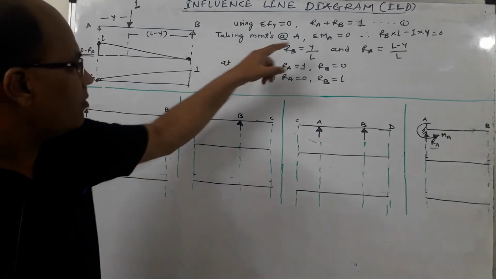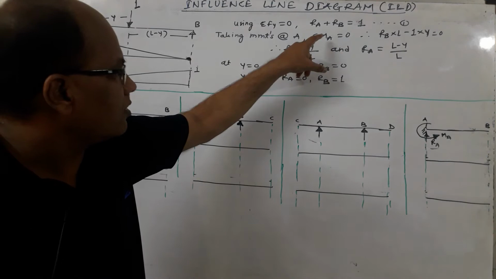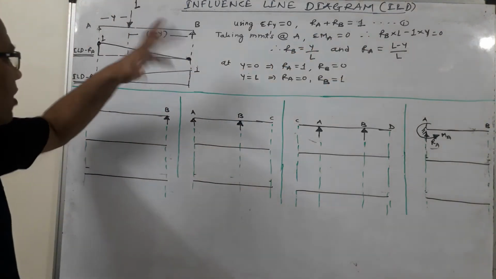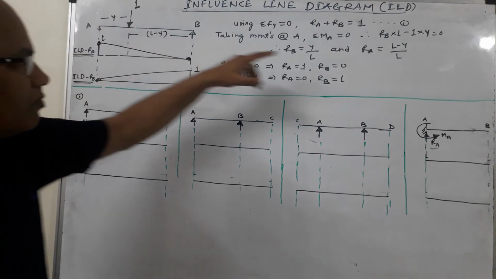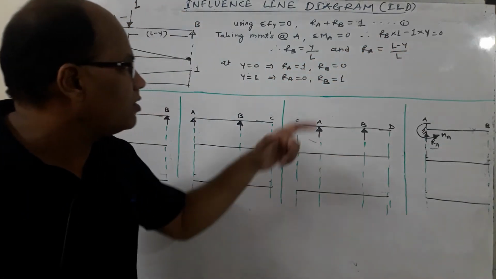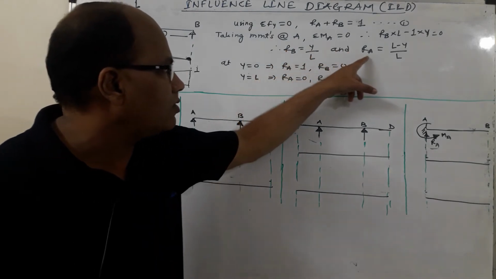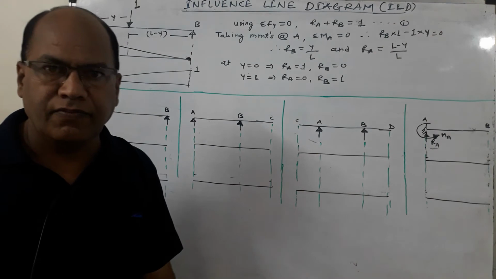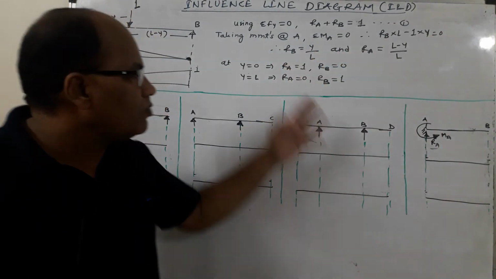Now taking moments about A, using the condition summation Ma is equal to 0, means I am going to take the moments about A and equate it to 0. The equation will be Rb into L minus 1 into y is equal to 0. This equation gives me Rb is equal to y upon L and Ra is equal to (L minus y) upon L. So I am getting the equations for Rb and Ra.